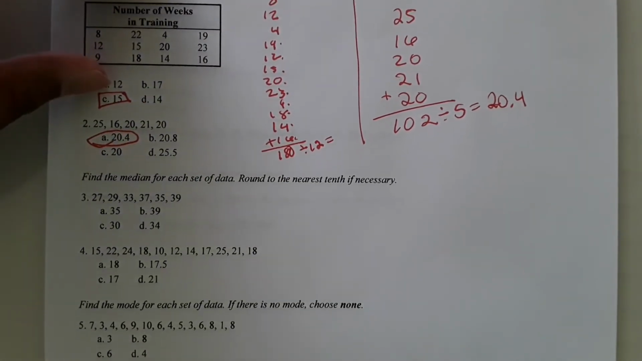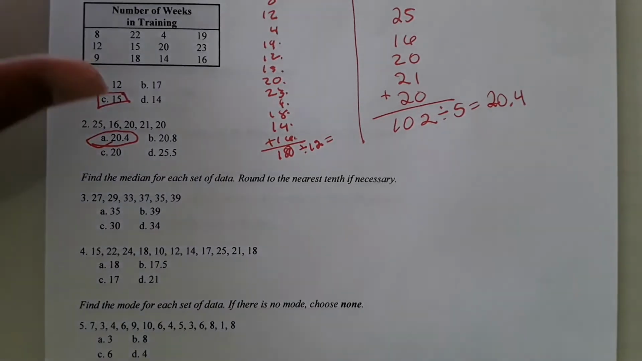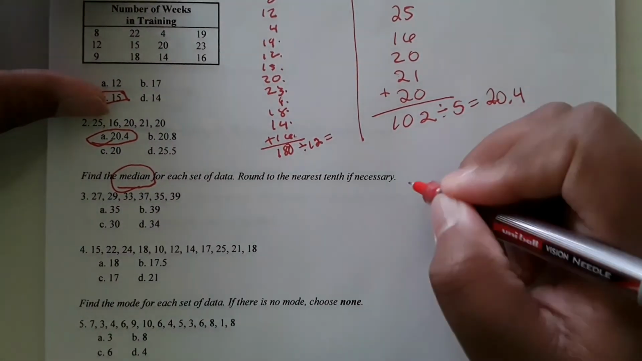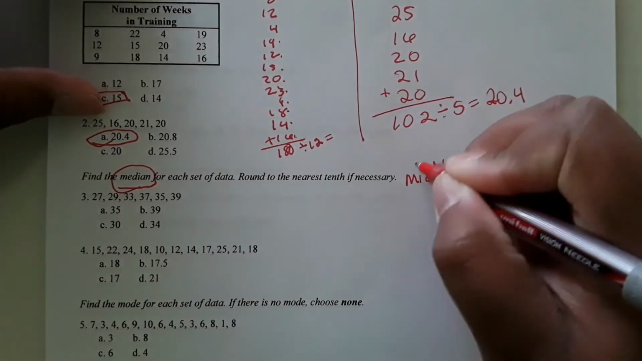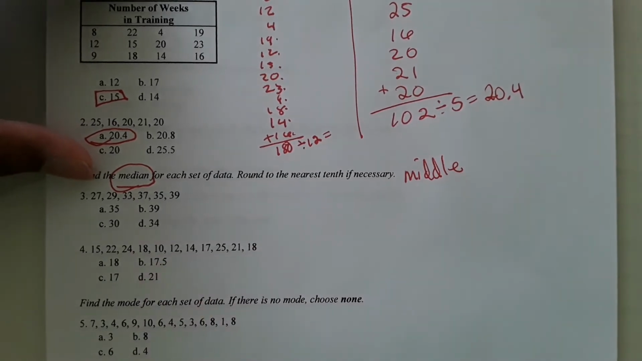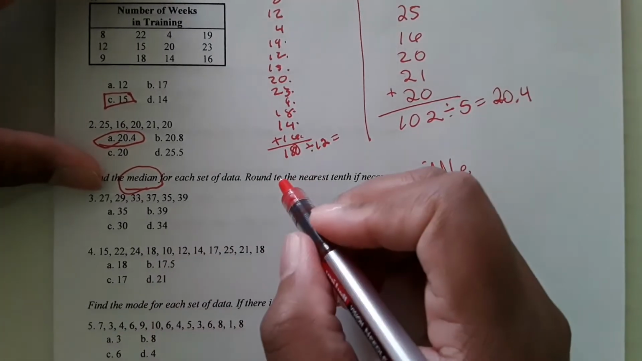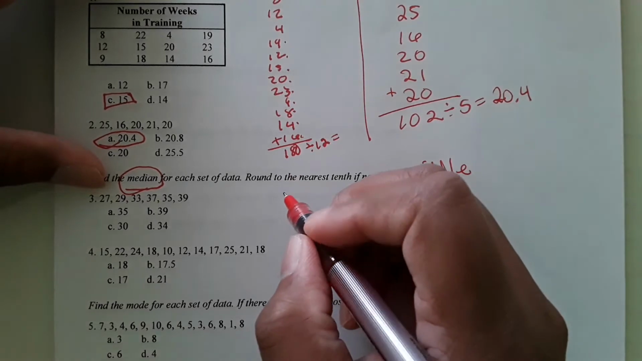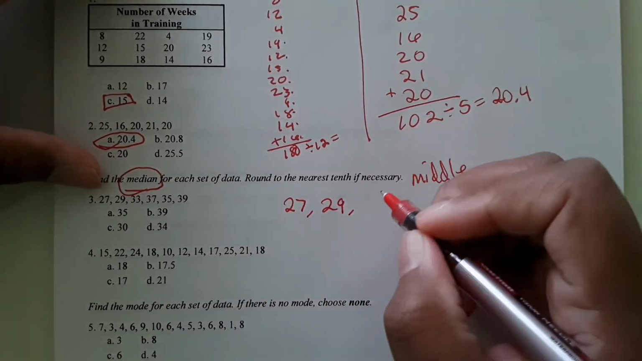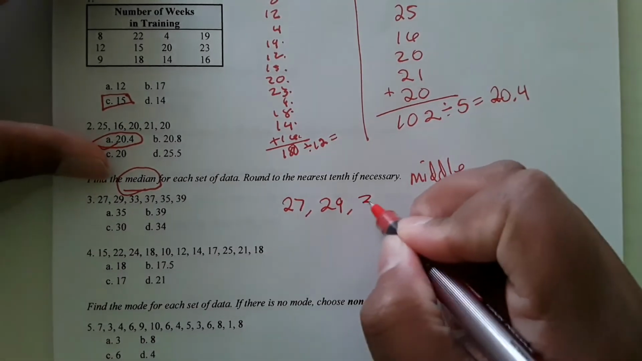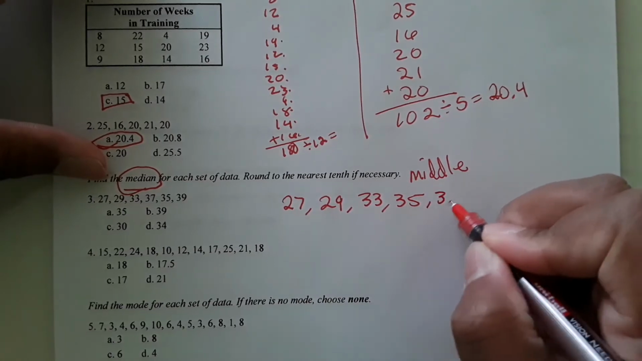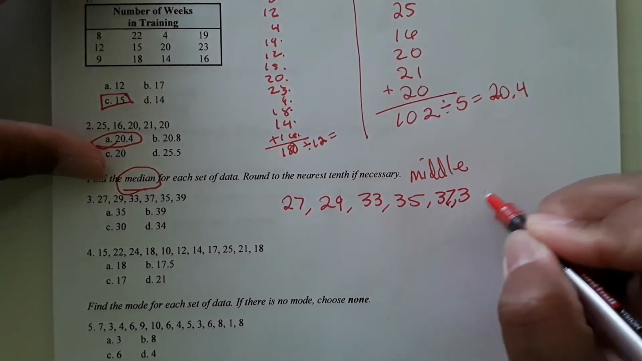All right, the next two problems you did revolved around finding the median. We know median means we're looking for that middle number. So first step would have been to order your numbers from least to greatest. So I'm going to do that right now. We have numbers in our 20s, so it would be 27, followed by 29. Then we had 33, 35, 37, and 37 and 39.